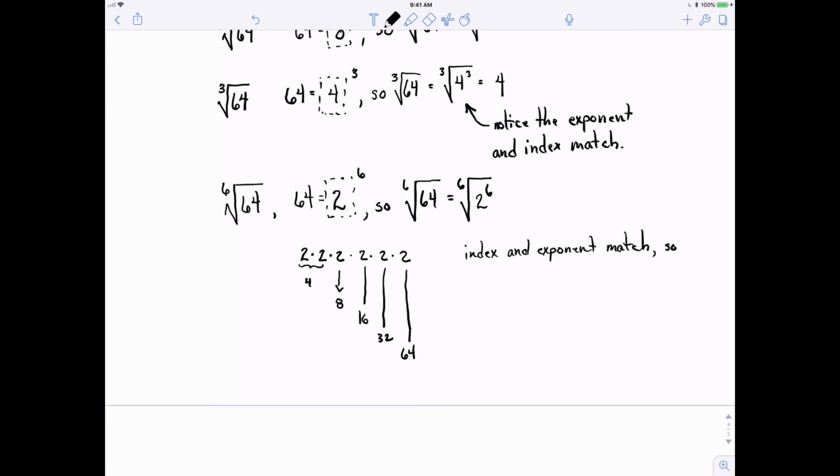So we can answer this. And this is the radical and the exponent and the index. You can think of them all as canceling, and we're just left with 2. The 6th root of 64 is 2. And that is how you deal with square roots and radicals.